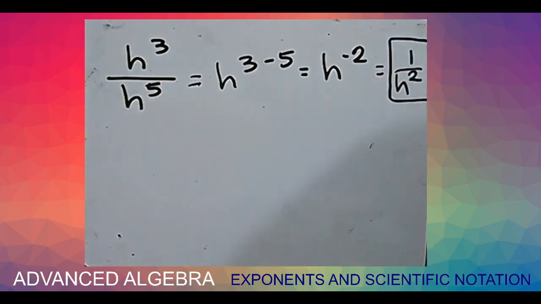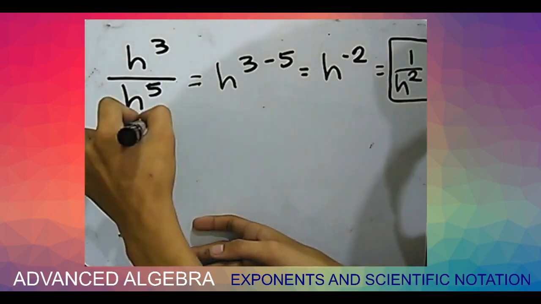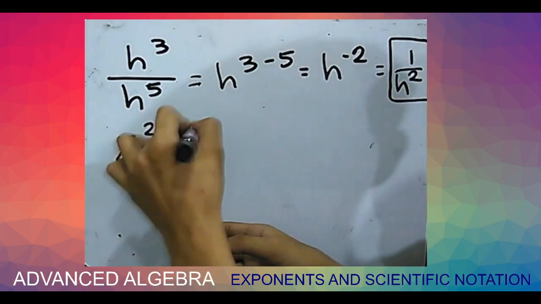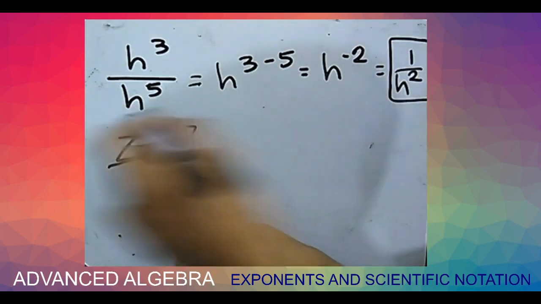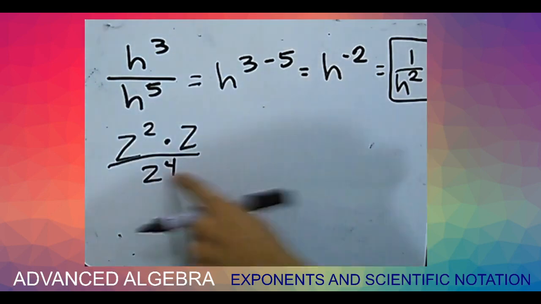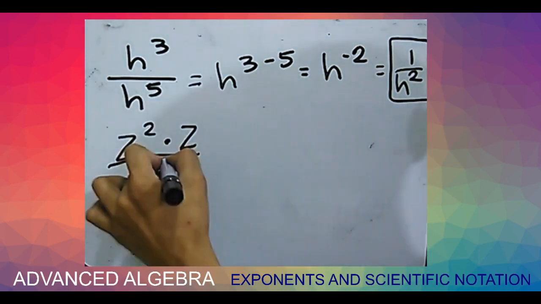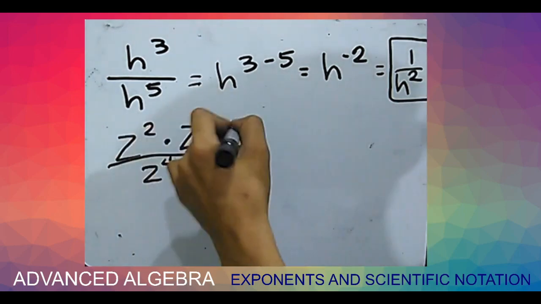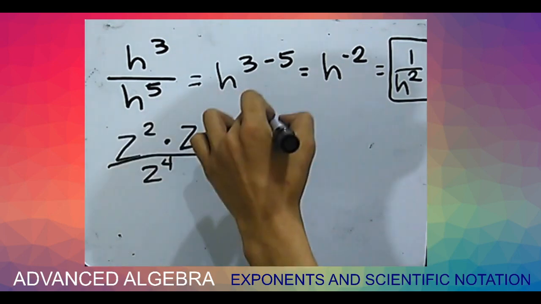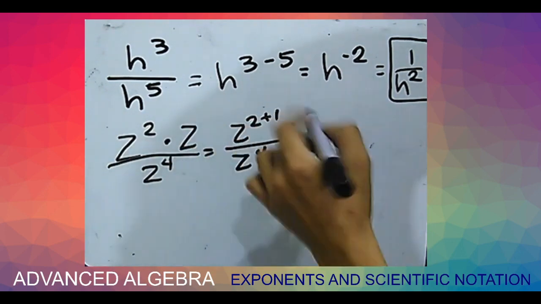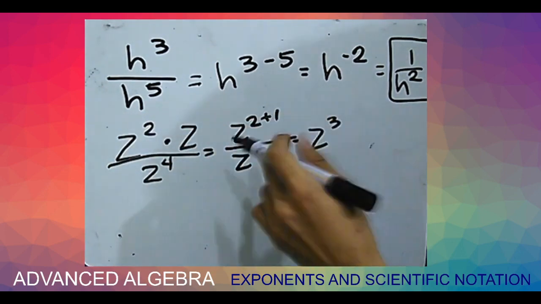Next. Bigay tayo ng ibang example. So z squared times z over z to the fourth power. Simplify muna natin doon sa taas. So z squared, pag-plus natin, 2 plus 1 over z to the fourth power. And z cube yung sagot, di ba?